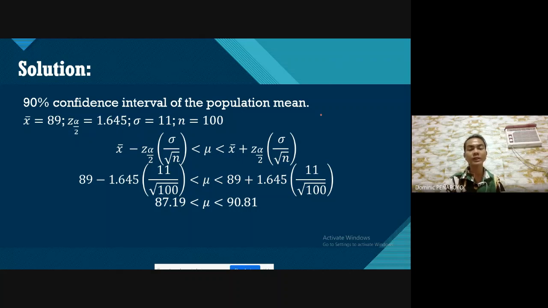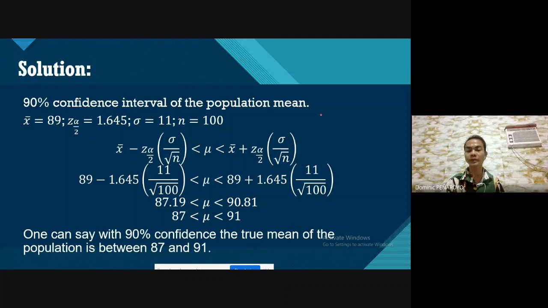Again, it's not yet the final answer because we will apply the rounding rule. If this is your final answer, then your answer will be incorrect. Applying the rounding rule, since our sample mean is a whole number, our final answer should be a whole number as well. So it should be between 87 and 91. Thus, one can say with 90% confidence the true mean of the population is between 87 and 91.